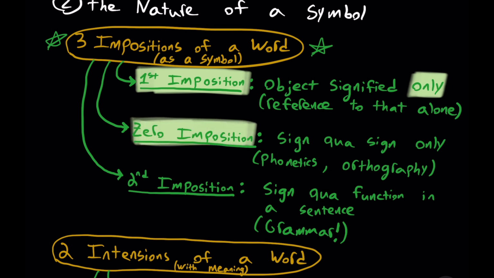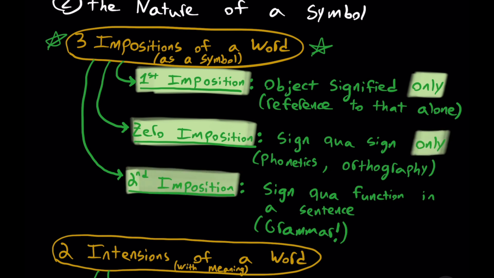Zero imposition is only about a word as a sensible sign reflexively. It's only about pronunciation and spelling. So it's sign qua sign only. Then we have second imposition. Unlike first imposition, where we only consider the meaning of the word, second imposition thinks about both meaning and its nature as a sensible sign.